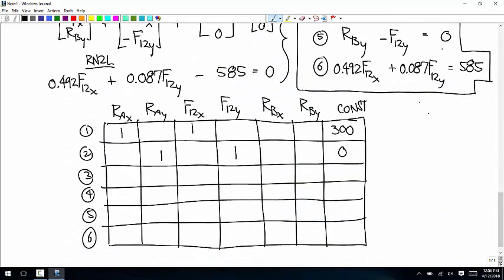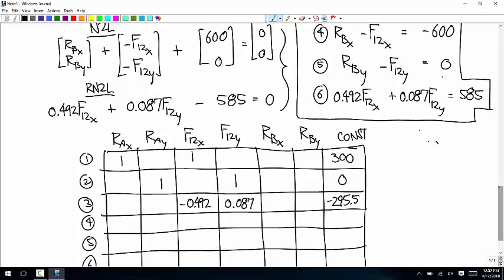So F12X, we have negative 0.492. F12Y, we have positive 0.087. And the constant was negative 295.5. Is that what I said? Okay. And then equation 4.